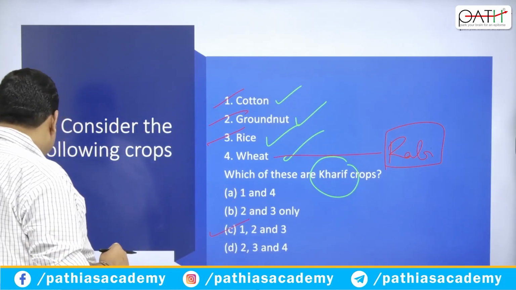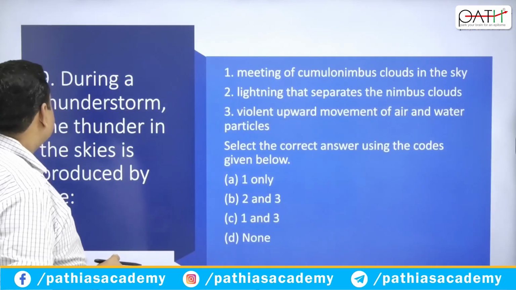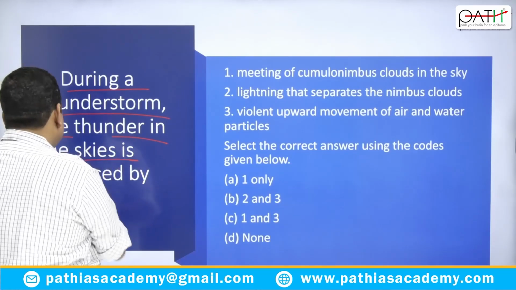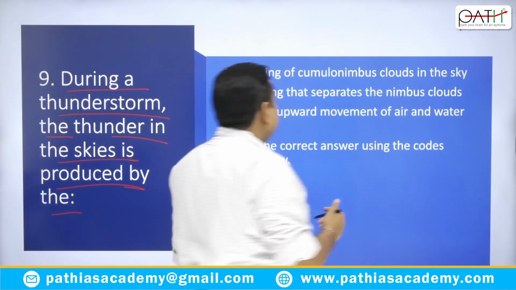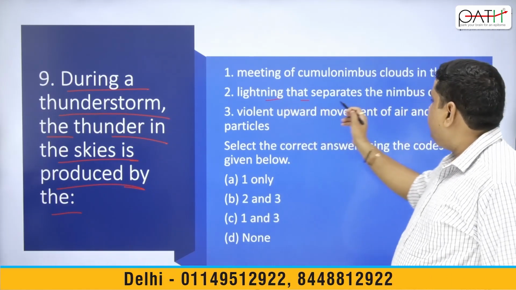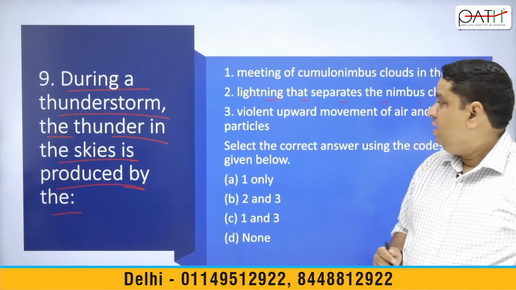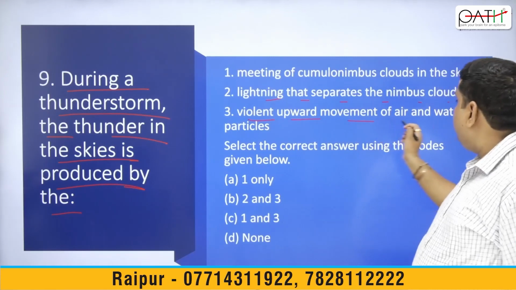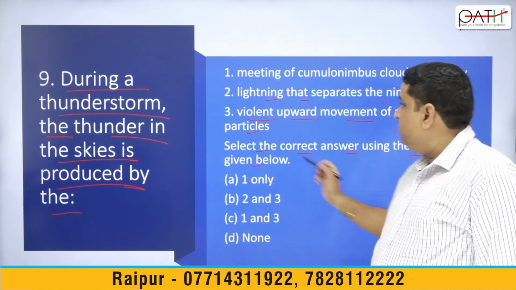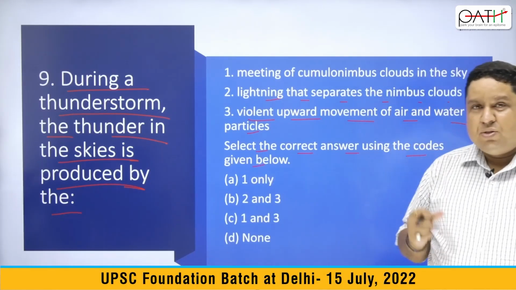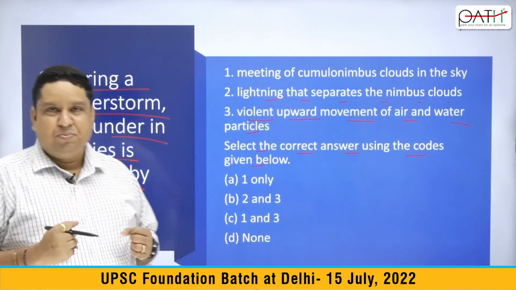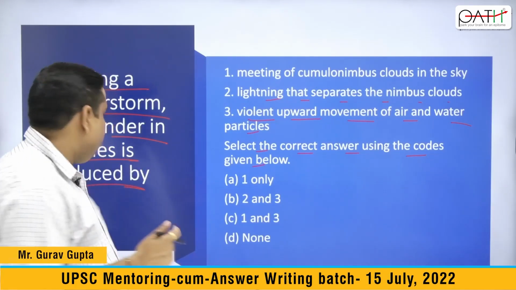Let us move to the next question now. During thunderstorm, the thunder in the sky is produced by, first, meeting of cumulonimbus clouds in the sky, then lightning that separates the nimbus clouds, third, violent upwards movement of air and water particles. Select the correct answer using the codes given below. Now, if someone is very clear with the question, it's a kind of tricky question. Many of the students got trapped in this particular question.